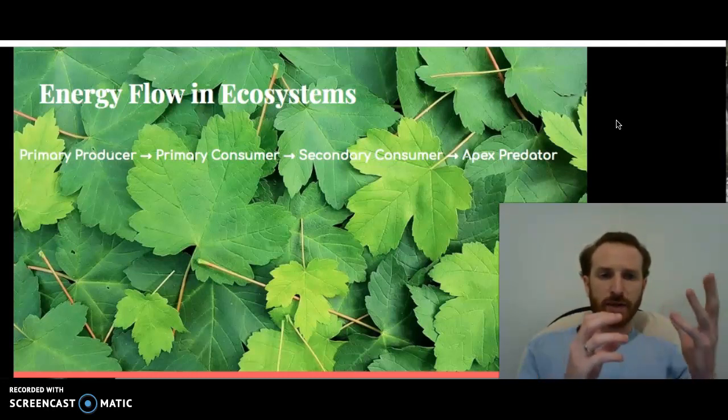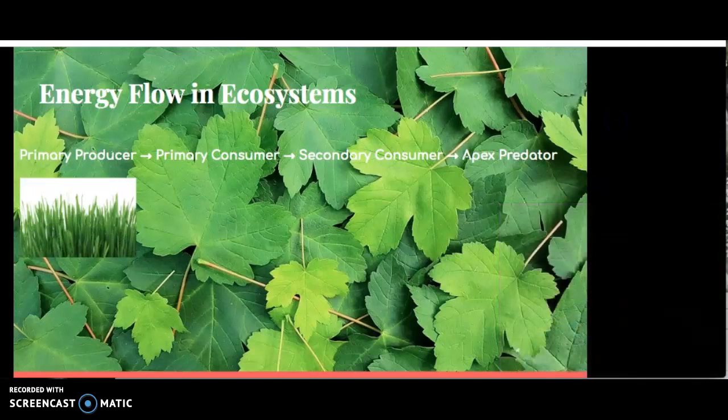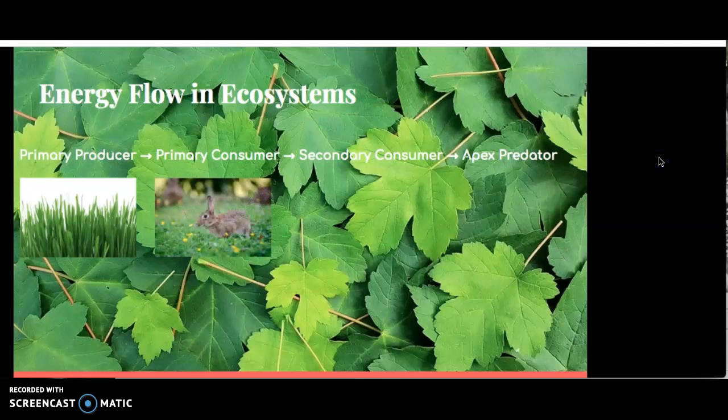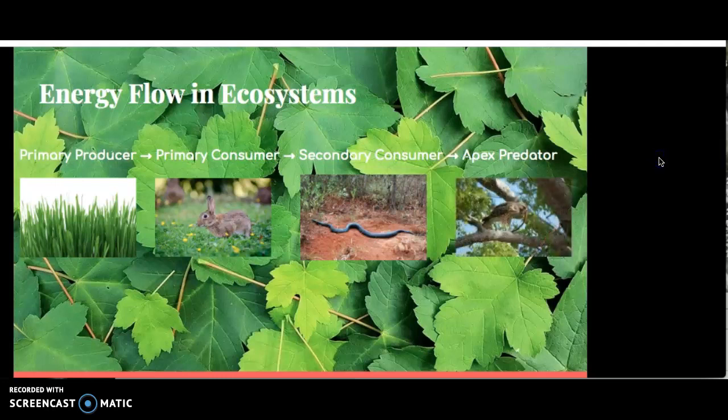Usually that's about as high as it goes in a lot of ecosystems, and that would be considered an apex predator. So to kind of give you an image of a primary producer, right, we got grass. Then a primary consumer like a rabbit would be an herbivore that's going to consume the producer. And then the secondary consumer, something like a snake, is going to consume the rabbits. And then finally, maybe something like a hawk that could eat the snake, right? And so that's kind of the movement of energy. It starts in the sun, comes into the producer, and then it's going to move through.